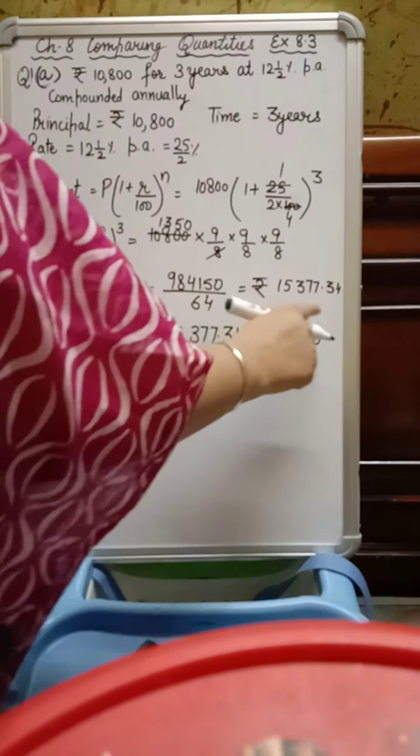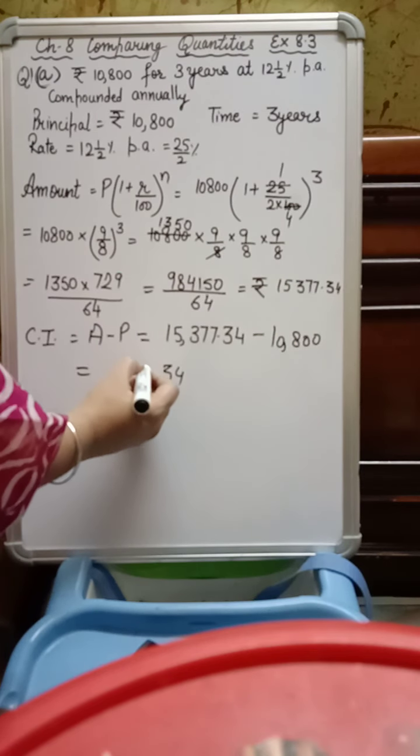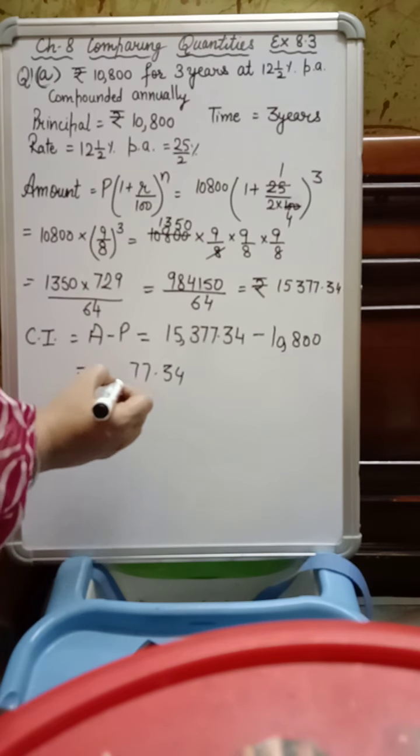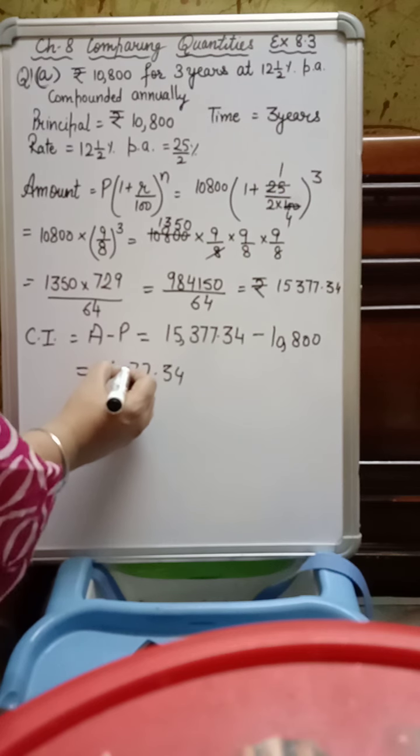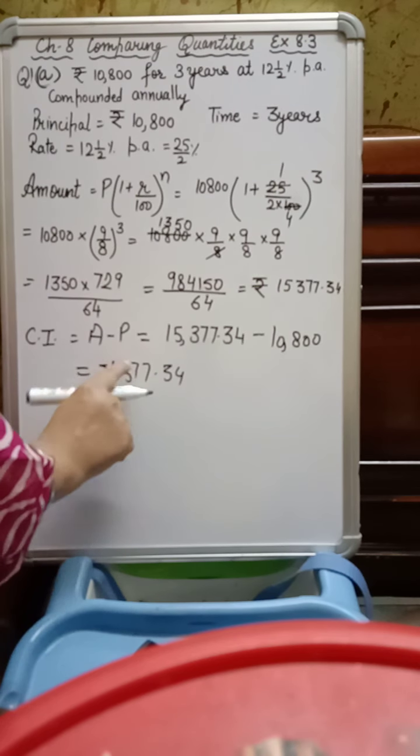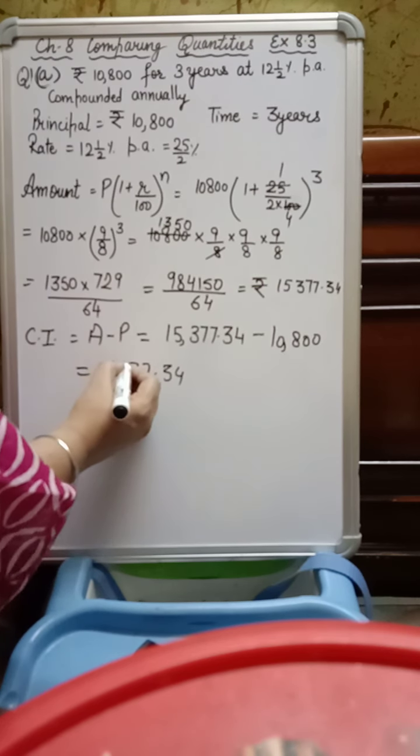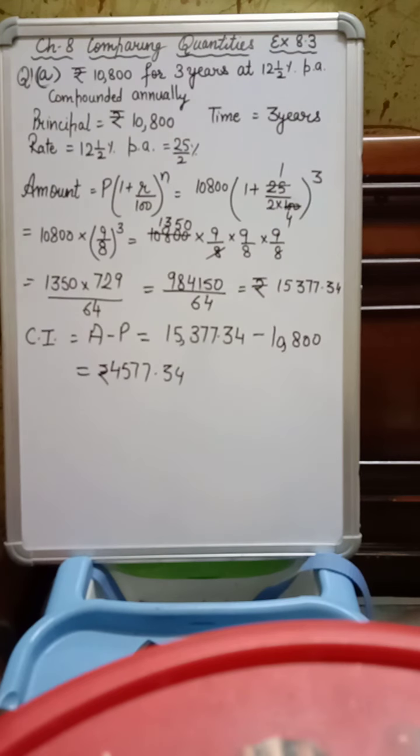This comes out to be 4,577.34. This question was related to compounded annually. Now we'll do one example of compounded semi-annually.